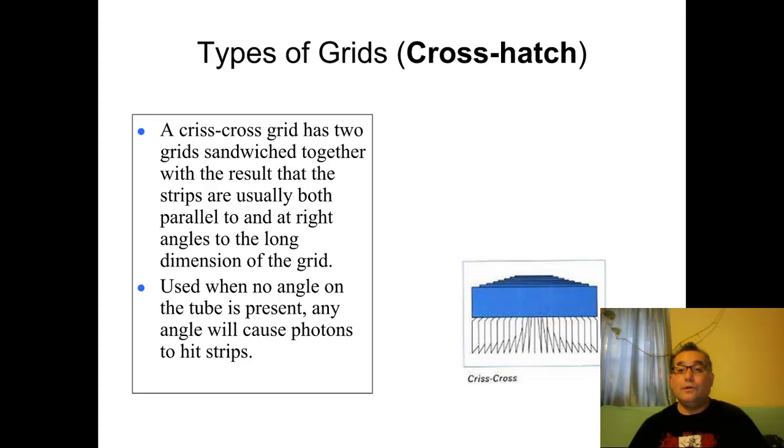So you cannot use, and I repeat, you cannot use a cross-hatch grid if you plan on angling the tube. Right? Remember, with the linear grids, as long as you are angling in the same direction that the lead lines are running through the grid, you may angle. Crosshatch, you cannot. So a crosshatch grid, though, will give you very, very good scatter cleanup, because essentially it's two grids, but you are very limited in your positioning.